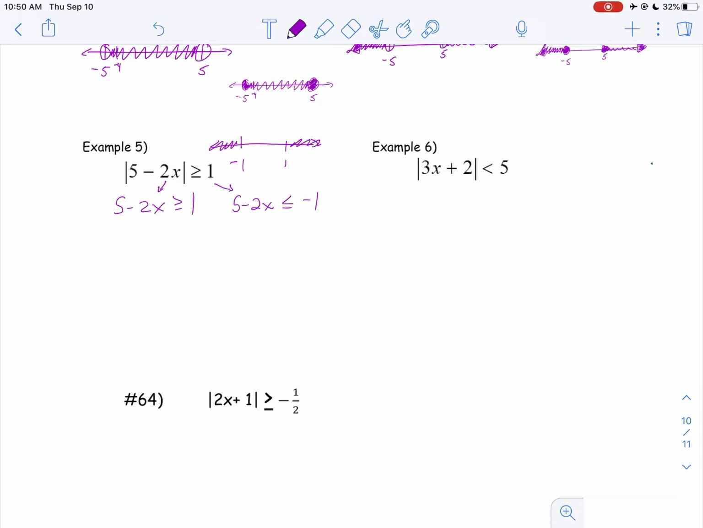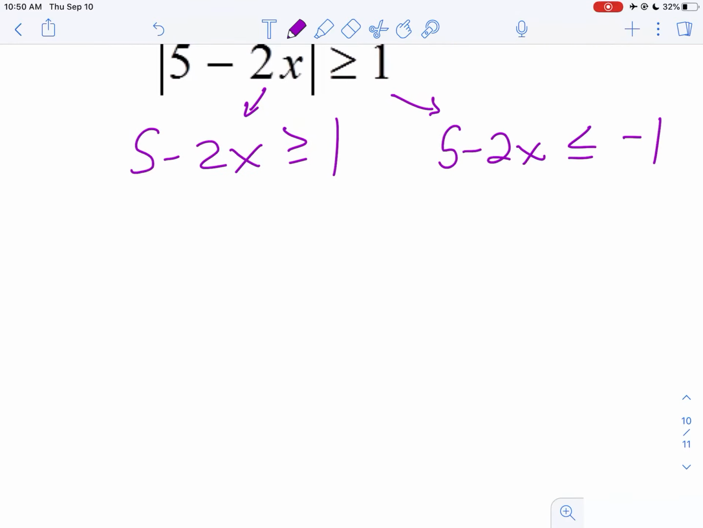Now, I'm going to erase this. This isn't the solution. That's just to help us figure out the two parts. The solution now, we just treat these separately. We subtract 5 from both sides, and we get negative 4. Divide by negative 2. Remember when we do that, we've got to switch the direction of the inequality. So x is less than or equal to 2.